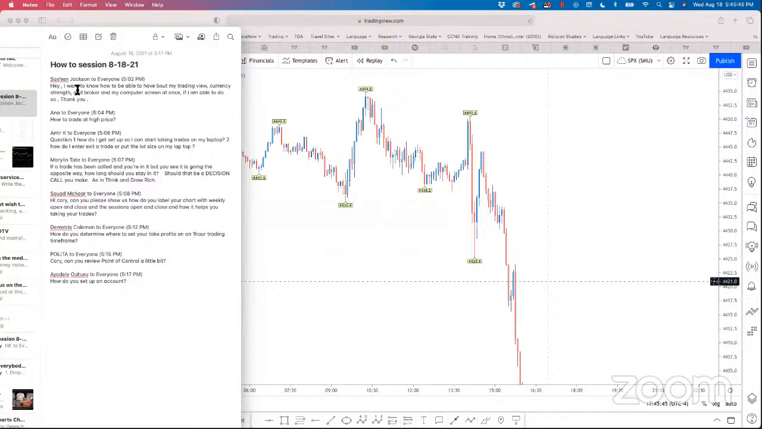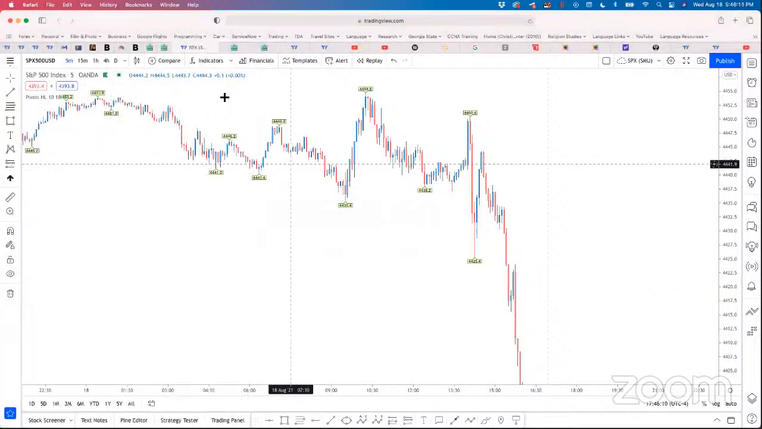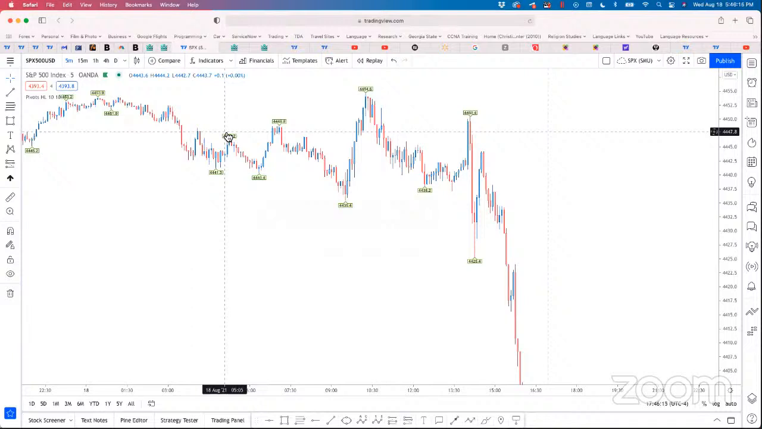Sashan wants to know how to be able to have my TradingView, currency strength, and broker on my computer screen at once, if I'm able to do so. Could you elaborate on what you mean by this? I want to know if I'm able to have my broker and my currency strength on my computer screen at once, like I can be looking at my strength while I'm trading.